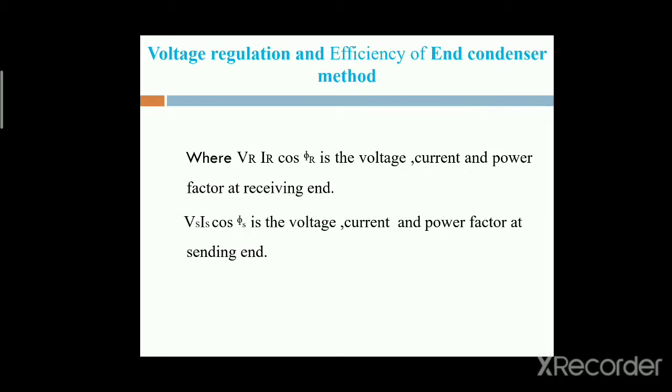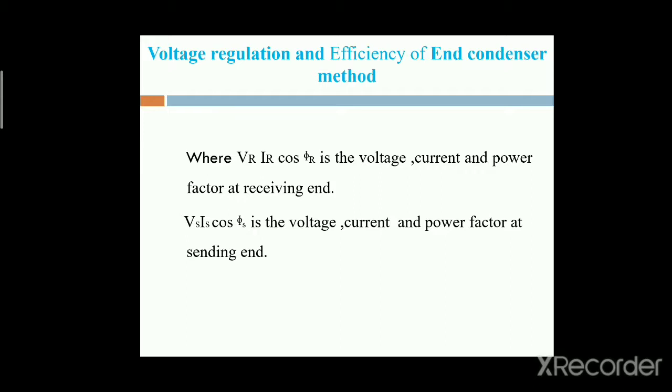The capacitance value will depend upon the length of the transmission line. If the length of the transmission line is increased, automatically the affected capacitance value is also increased. That is the end condenser method.